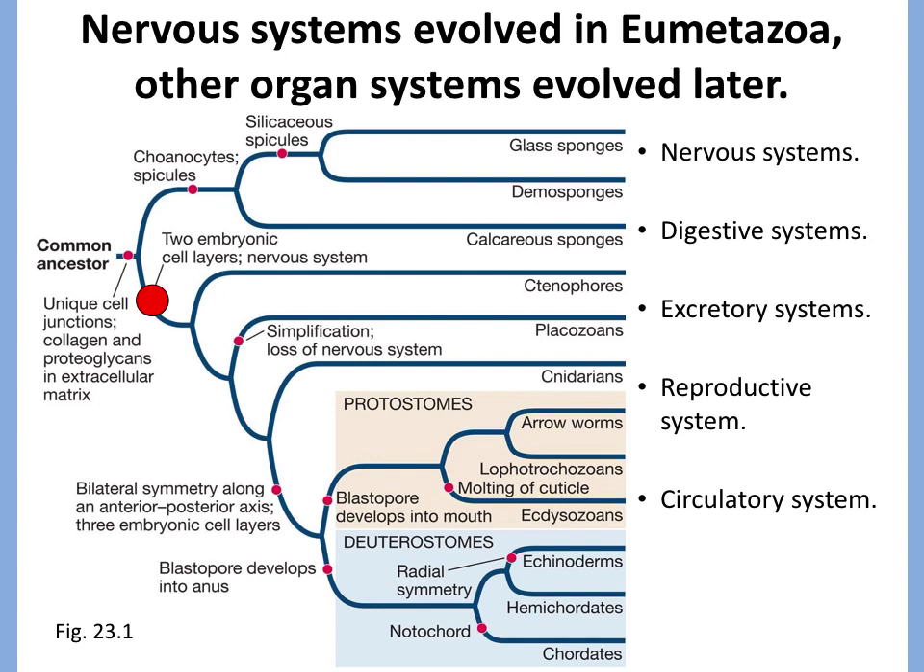The rest of our organ systems that we have in animals evolved later, and they evolved following the evolution of the three layers of tissues, three embryonic tissue layers, the triploblastic animals. So that includes things like the digestive system, the excretory system, which controls water and salt balance, and the reproductive system, and the circulatory system.